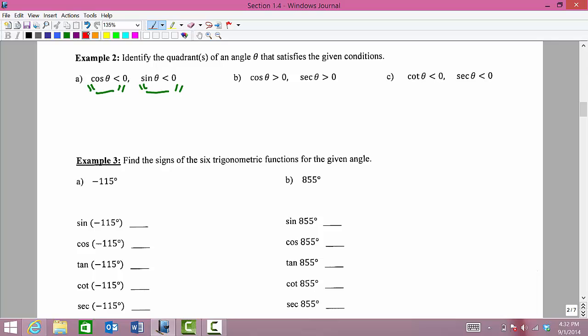Well, cosine is positive, we know, in quadrant 4 and also positive in quadrant 1. So for cosine to be negative, we are either working in quadrant 2 or we are working in quadrant 3. So these are where cosine is negative. For sine theta to be less than 0, for it to be negative, we are sure that in quadrant 1 sine is positive, and in quadrant 2 sine is also positive. So sine is only negative in quadrant 3 and quadrant 4.